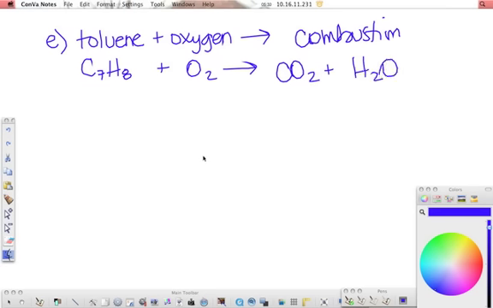So now all we have to do is balance it. And sometimes balancing these things can be a little bit of a pain, so it might take me a couple seconds. So let's see, we have 7 carbons. We have 1 carbon, so I'm going to put a 7 out here. Then I have 8 hydrogens. I have 2 hydrogens, so I'm going to put a 4 right there. And then I have 2 oxygens, and I have 7 times 2 is 14 oxygens, plus the 4 is 18. So this one wasn't too bad. Just throw a 9 out there, and we're balanced.